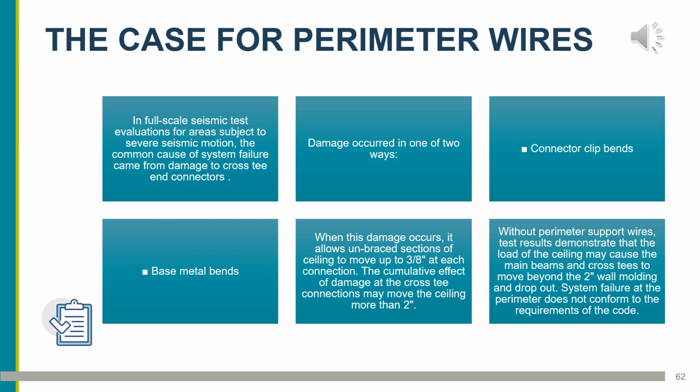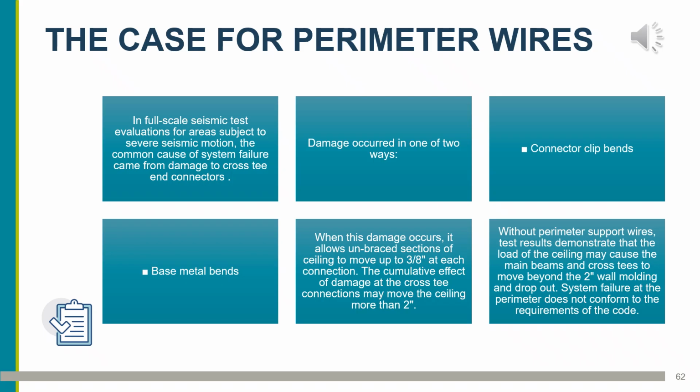Damage occurred in one of 2 ways. Either the connector clip would bend or the base metal bends. When this damage occurs, it allows unbraced sections of ceilings to move up to 3/8 of an inch at each connection. The cumulative effect of damage at the cross-T connection may move the ceiling more than 2 inches.